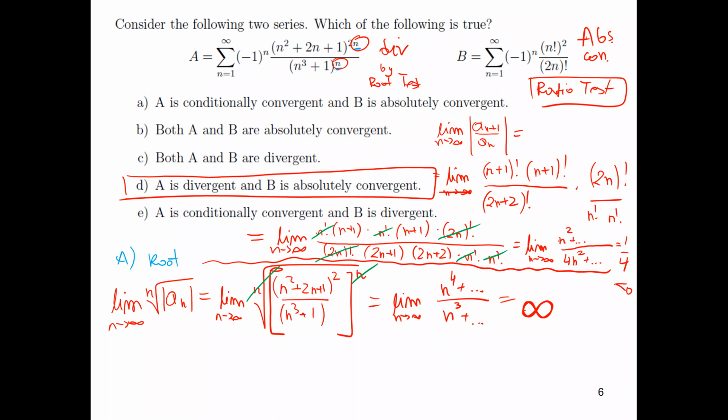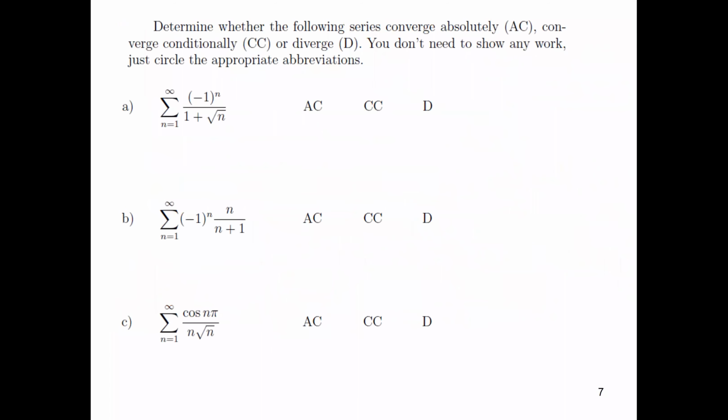Let's move on. Now we have a list of 3 of them, and the same thing. We can do it maybe a little bit faster, but we have to determine whether they are absolutely convergent, conditionally convergent, or divergent.